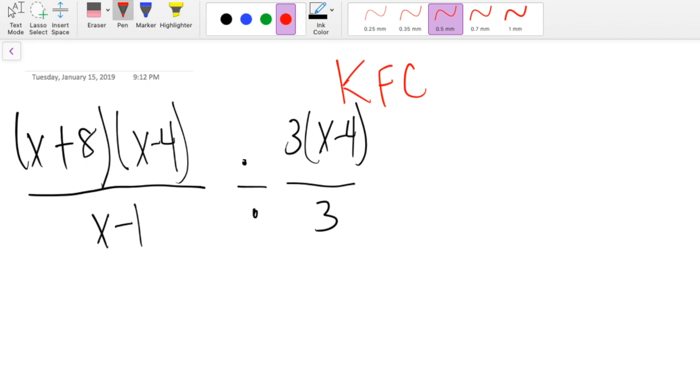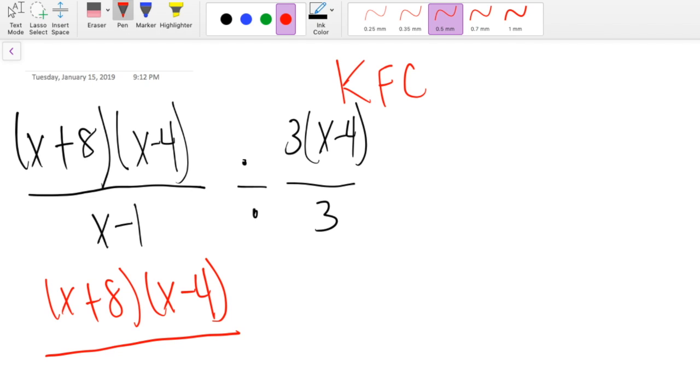So we're going to keep the first one, x plus 8 over x minus 1. All right, change the sign, and then the next one, we're going to flip it.